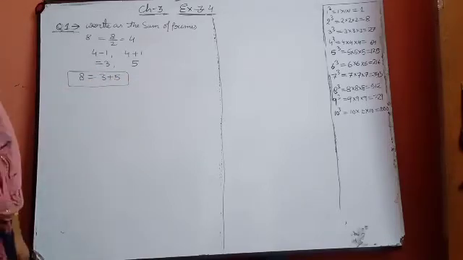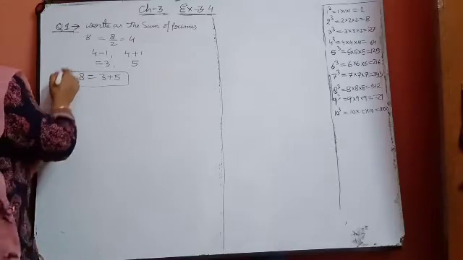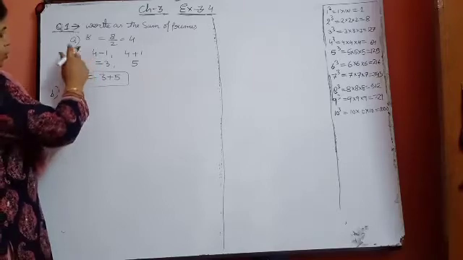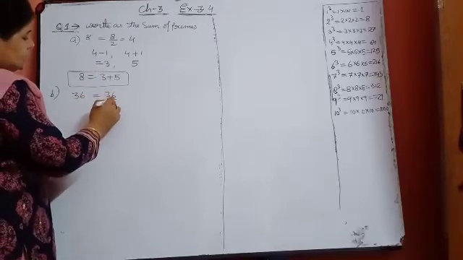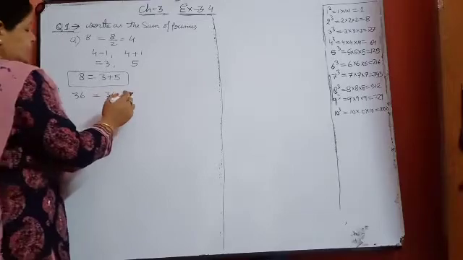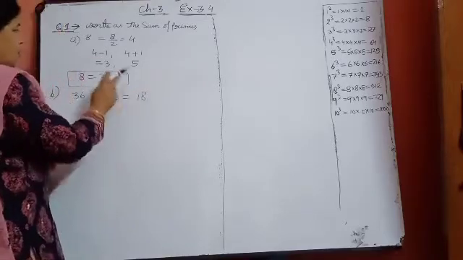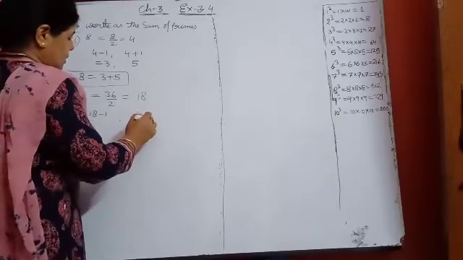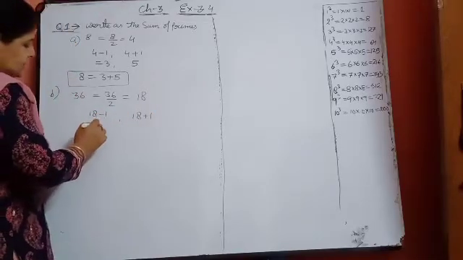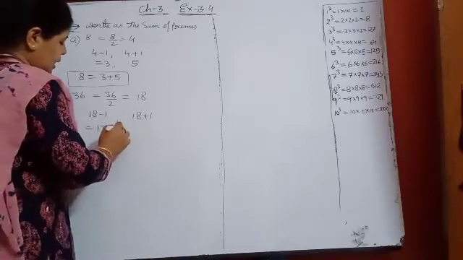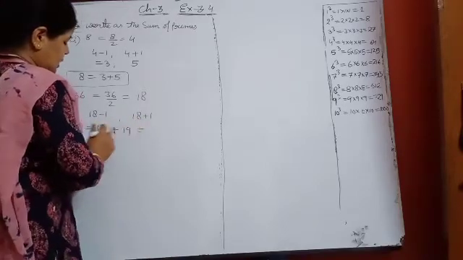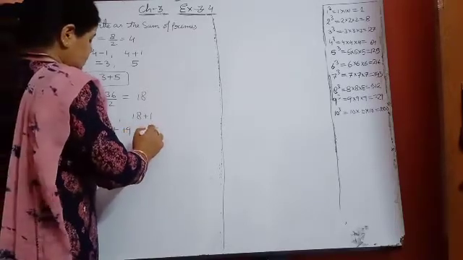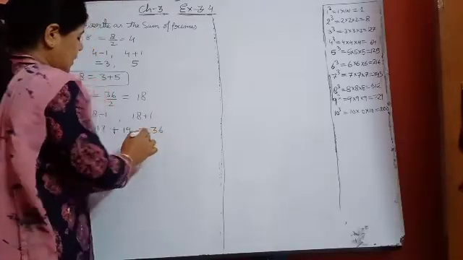One more question I am doing. See that B part, question number 36. What I told you: you just write 36 upon 2, which means 18. Now in one part you subtract 18 minus 1 and in the next part you add 18 plus 1. 18 minus 1 will be 17 and 18 plus 1 will be 19. You can see that both the numbers are prime numbers, and 17 plus 19 will be 36.